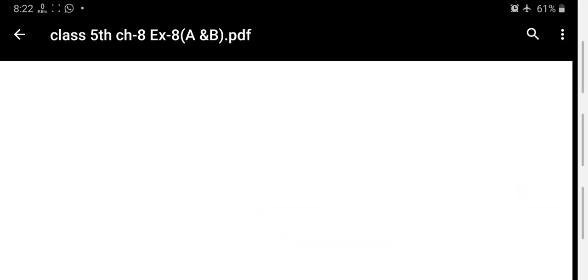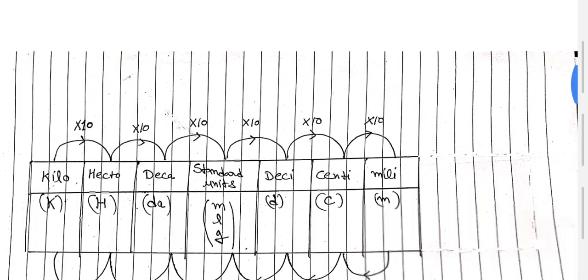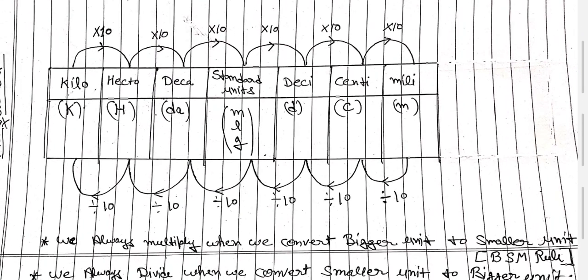Good morning, students. Today I'm going to start your chapter number 8, mensuration. Before starting this chapter, we have to study one important table. So let us see this table. This is the main column. It is known as standard unit.